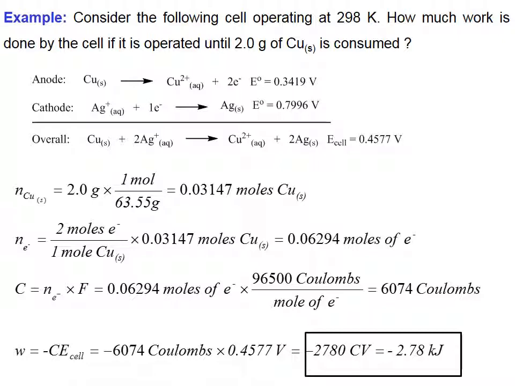We found the cell potential to be 0.4577 volts. So multiply these two numbers together, and the amount of work that is done by the cell, so that's why this is a negative number, is minus 2,780 coulomb volts. And 1 coulomb volt is the same as a joule, right? We mentioned that before. You can divide this by 1,000 and you can say it's minus 2.78 kilojoules, which is done by the cell. That's why it's a minus sign here, because the cell is doing work on the surroundings.